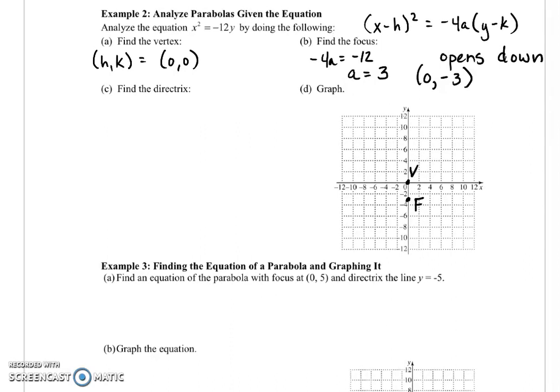And that is because, remember, the distance from the vertex to the focus is always a. So now we find the directrix. Well, we know that the directrix is the same distance away as the focus, but in the opposite direction. So our directrix is a completely horizontal line. Our directrix D is the line y equals 3.